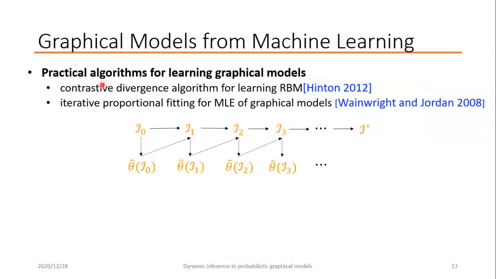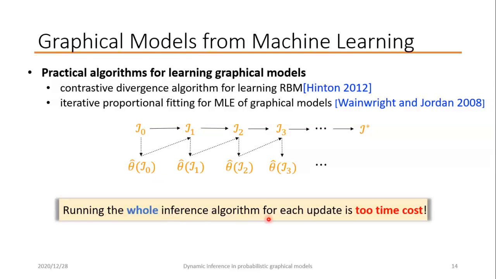Another example is the practical algorithms for learning graphical models, such as the contrastive divergence algorithm for learning the restricted Boltzmann machine. In these algorithms, the optimal model I star is obtained by updating the parameters of the graphical models iteratively, which generates a sequence of graphical models with the goal that the final graphical model is a good approximation of I star. To obtain the next graphical model, the gradient is calculated by performing probabilistic inference in the current graphical model. In these algorithms, running the full inference algorithm for each update is too costly.